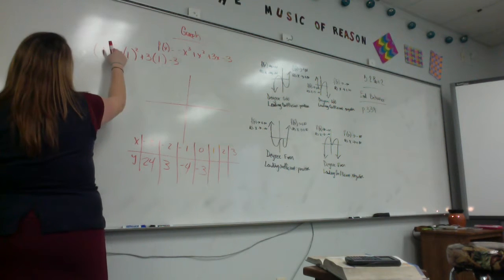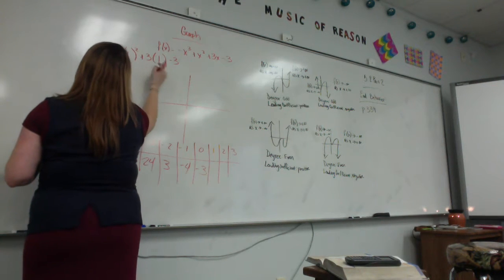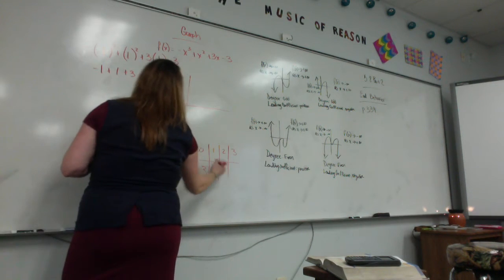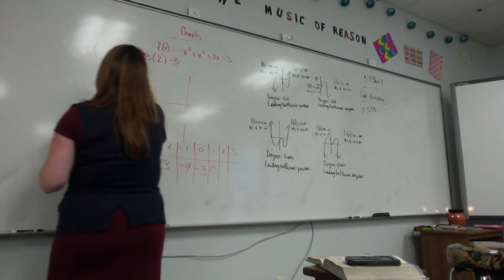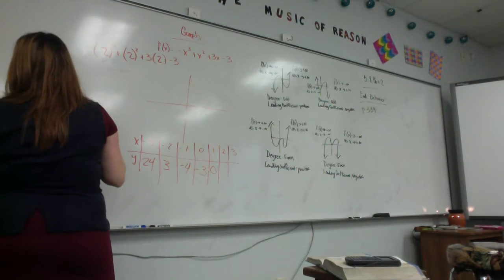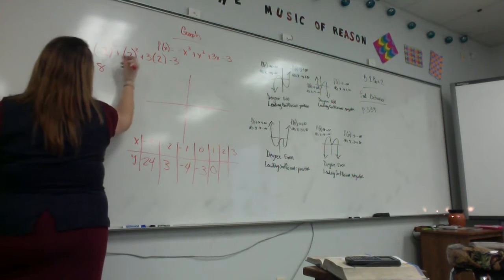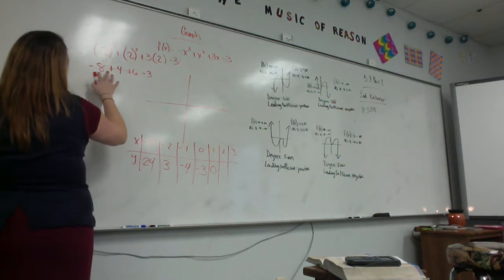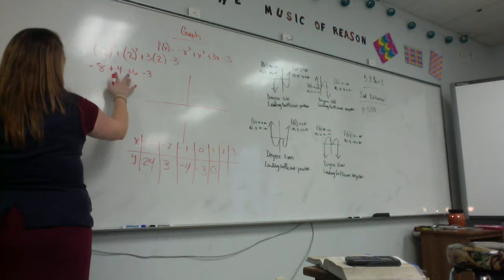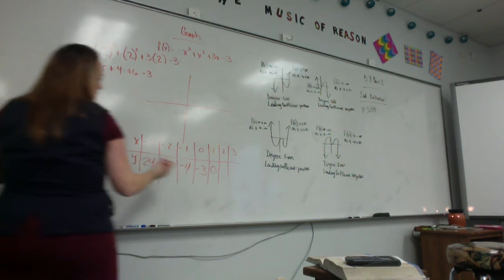What happens when I plug in a 1? 1 cubed, 1, times negative 1. Negative 1 squared. 1. 3 times 1. 3. And negative 3. So what happens? That cancels to 0. Good. Okay. Plug in a 2. 2 cubed. 8. So 8 times negative 1. Negative 8. 2 squared. 4. 3 times 2. 6. And negative 3. So I have 6 and 4 is 10, right? Minus 8 is positive 2, and then 2 minus 3 is negative 1.